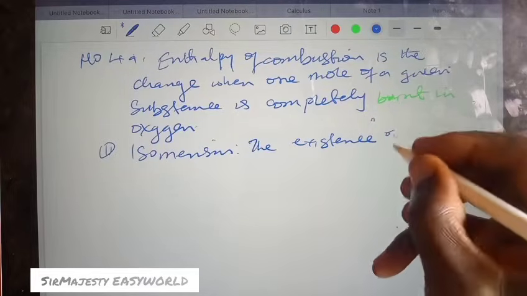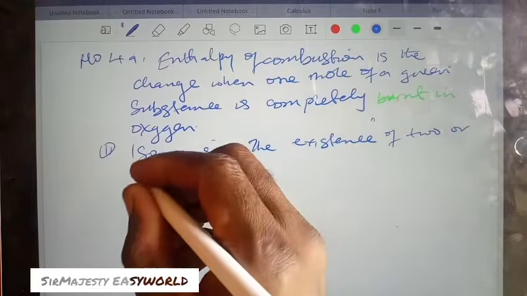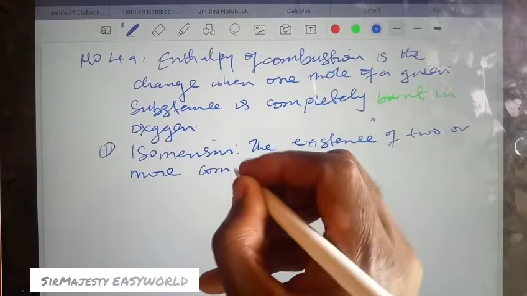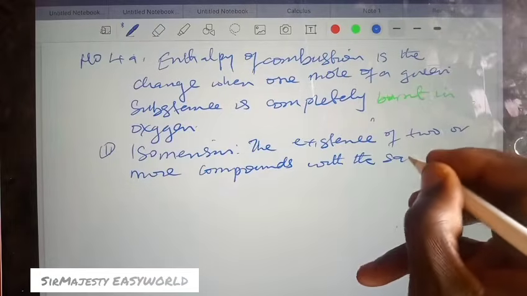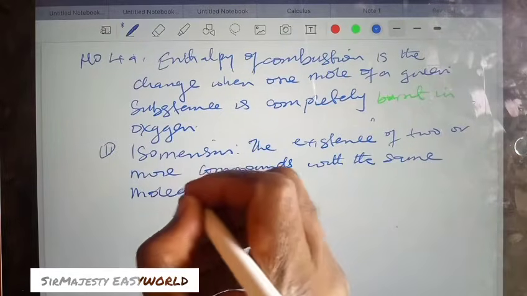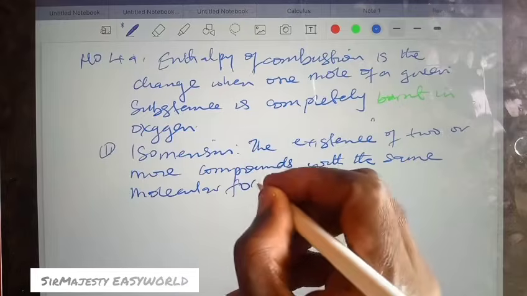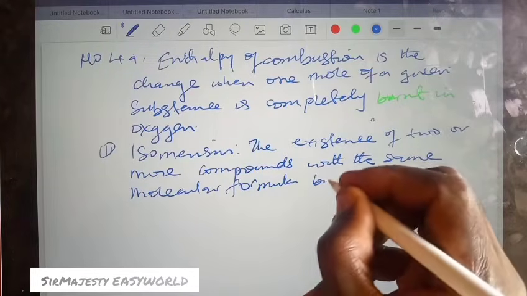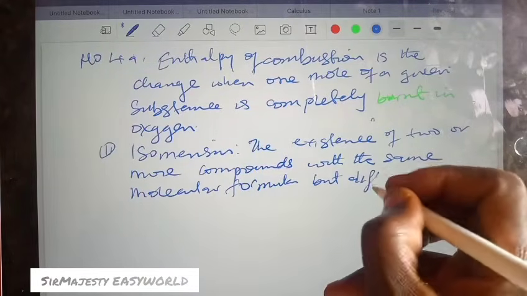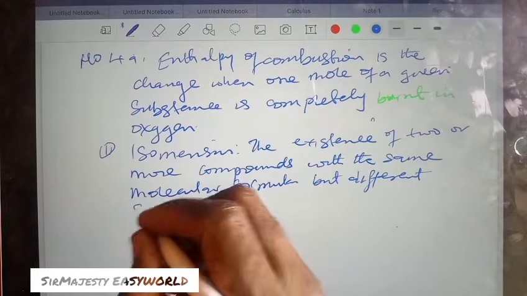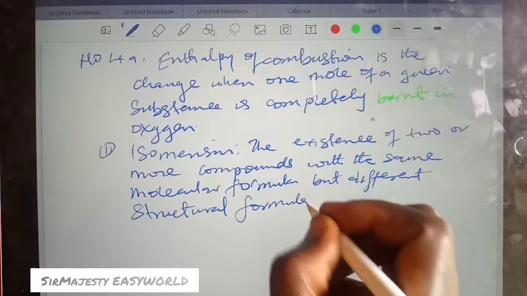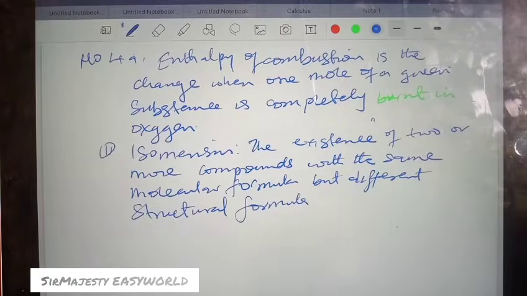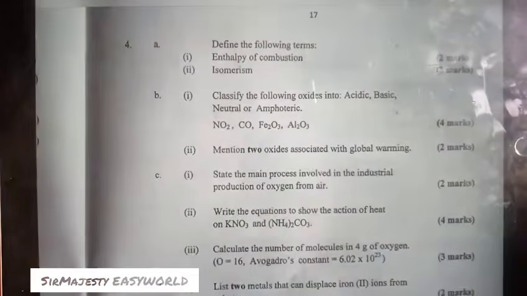So, existence of 2 or more compounds with the same molecular formula but different structural formula. That's isomerism, and I just told you what it means. The branch of chemistry that deals with that is stereochemistry. So here we go to the next question.